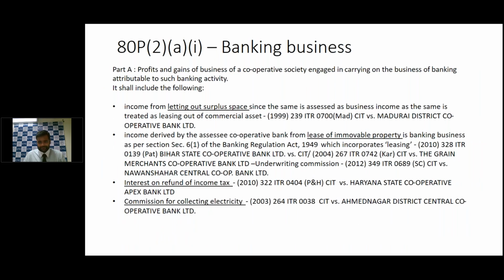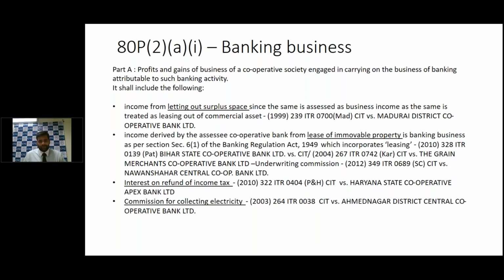Income from letting out surplus space, which is not assessed as business income, is also allowable as deduction under Section 80P(2)(a)(i). Now, this is somewhat controversial because when I let out my surplus space, the income which I derive from letting out of surplus space is not something which I derive from my banking business, and is not something which is incidental or ancillary to my banking business. However, the Madras High Court has held that it amounts to income arising from leasing of commercial asset. And since the income is arising from leasing of commercial asset and it has been assessed as business income, therefore deduction is allowed under Section 80P(2)(a)(i). Of course, there are contradictory judgments in case of renting income, which I may refer to in the later part of the talk.